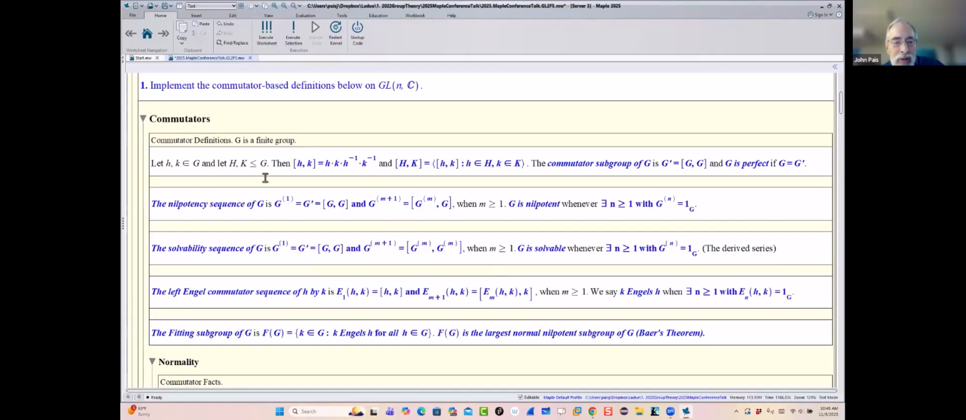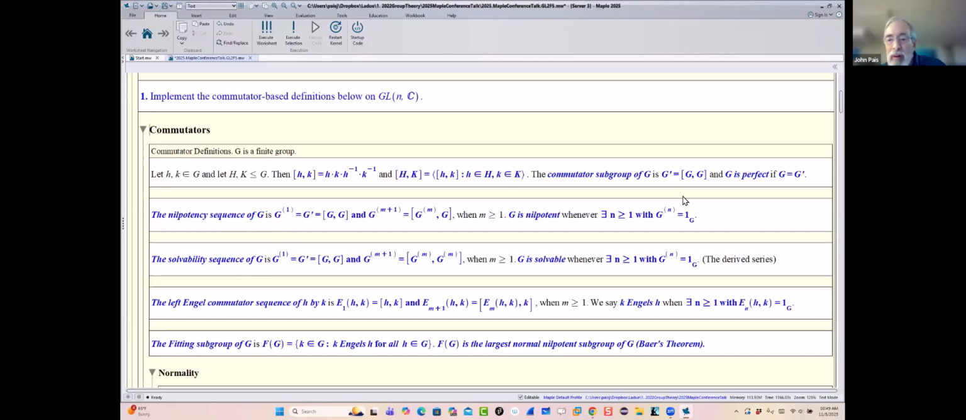So there's a standard definition of a commutator of two elements of a group. It's going to be equal to the identity if and only if the two elements commute. Here's a commutator of two subgroups, and if you take the commutator of G with itself, that's G prime. That's the commutator subgroup, and a group is perfect if G is equal to G prime.